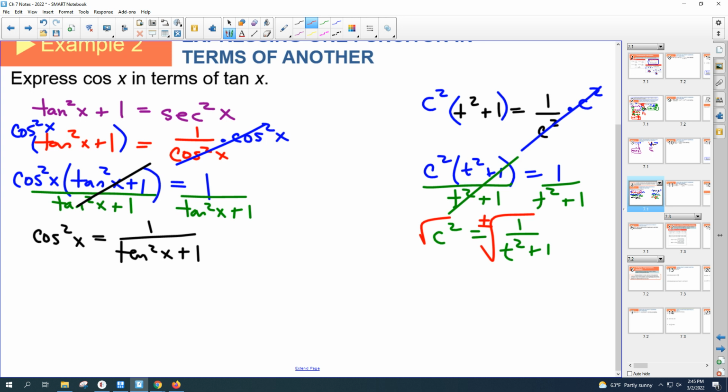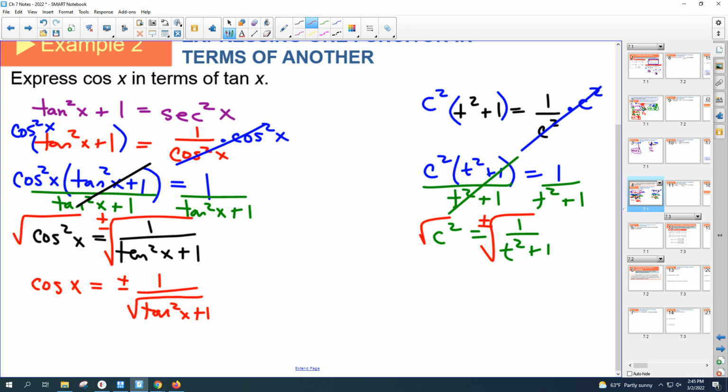Now, they didn't tell me what quadrant we're in, so I don't know which one it is. I'll just leave it as plus minus. I'm going to square root plus minus both sides. Okay? That's going to give me cosine x equals, now I've got plus or minus square root of 1. I know the square root of 1. Square root of 1 is 1, so this is going to say plus or minus 1 over square root of tangent squared x plus 1.